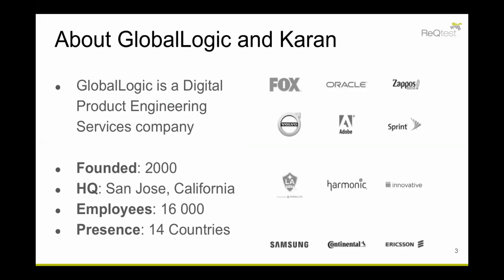Before I begin with the actual presentation, I think an introduction of Karan and GlobalLogic is in place. For those of you who don't know, GlobalLogic is a global digital product engineering services company. They're an R&D supplier and R&D partner for many familiar companies. I myself have worked at Ericsson once upon a time and have very good recollections of working with GlobalLogic at that time. GlobalLogic was founded in 2000, so not a very old company, fairly young and hungry. They have their headquarters in San Jose, California, and employ about 16,000 people across 14 countries. And that's GlobalLogic for you.